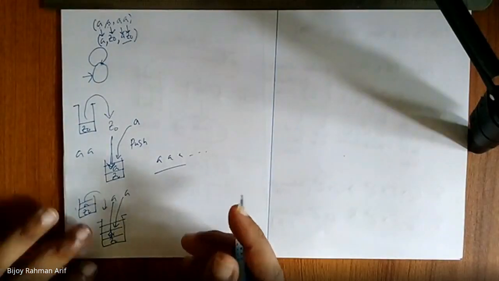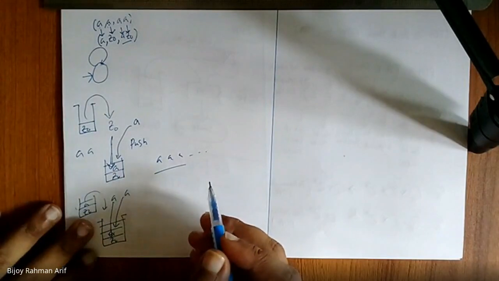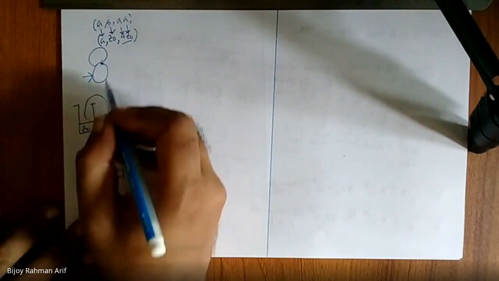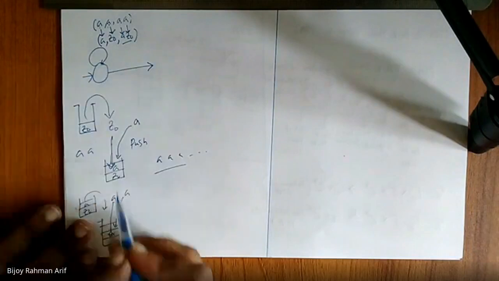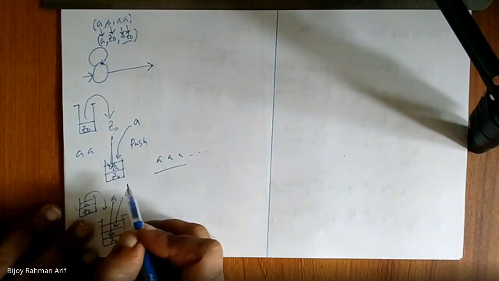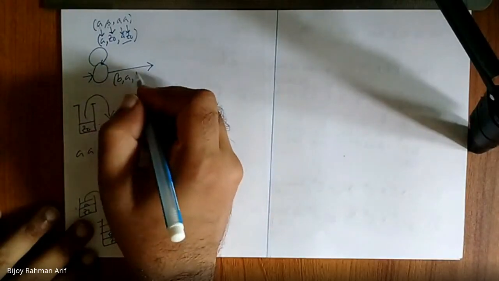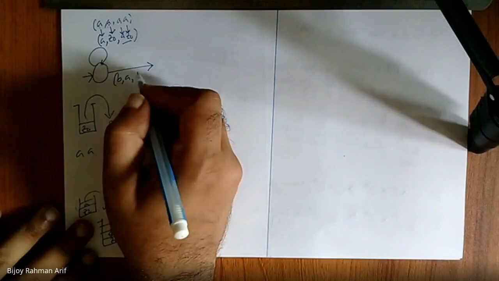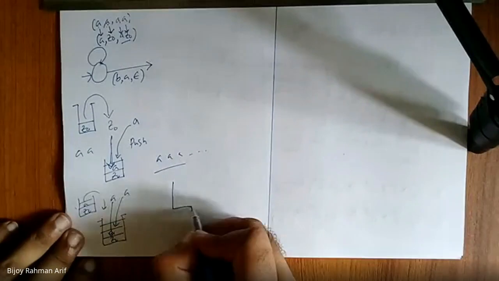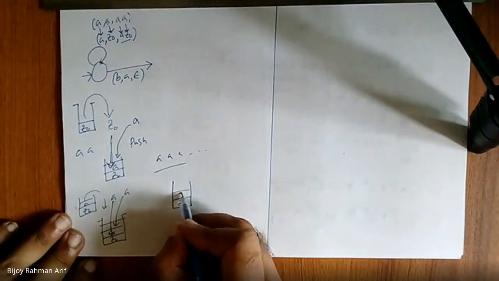So we have to find a remedy for this. What are we going to do? We are going to init state. Now, what is the top of the stack? A. So we get B, A. What are we going to push? Nothing. That means popping. Epsilon.